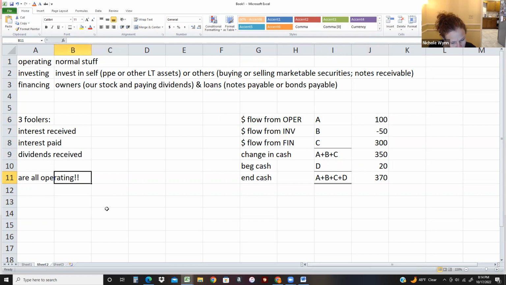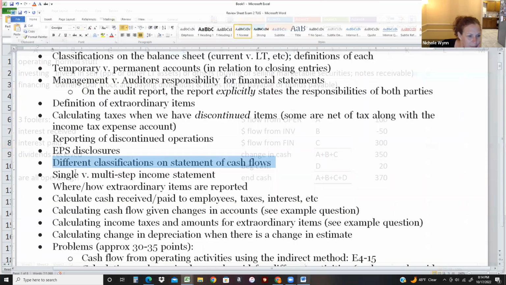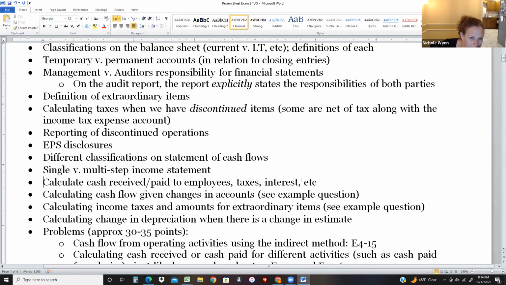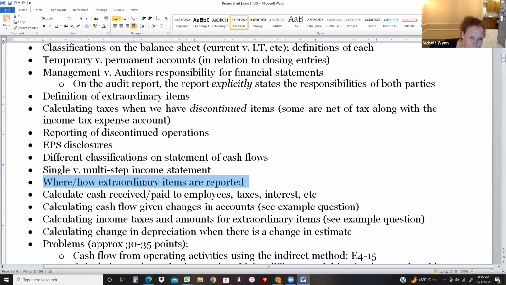Okay, what else do I want to tell you? Let's go back to our review sheet. Single versus multi-step format: really the only difference is how we present the data, so it's just a presentation type difference. Where and how extraordinary items are reported: I think I took that off, but we already said it was below the line, net of taxes. That's also where discontinued items would be reported, so we can change that to discontinued.